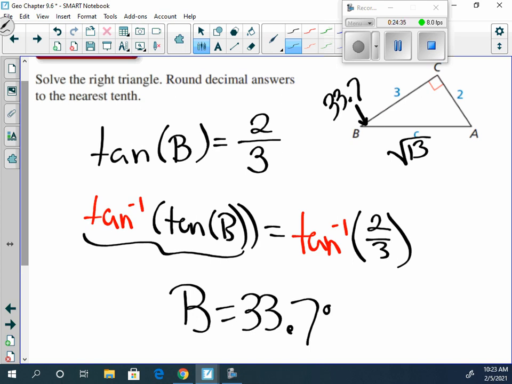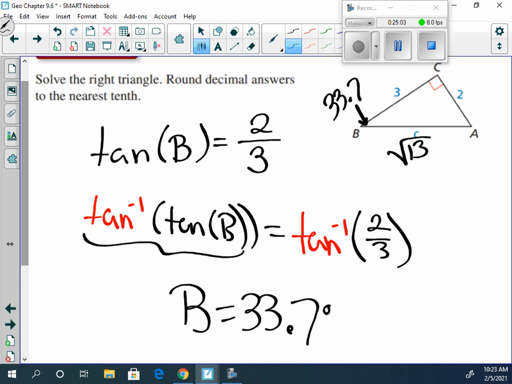Well, now we got to find the other angle, right? So what can we do to find the other angle? You have an idea? Right, we can use sine, cosine, or tangent. We can do it again, yes? Is there a different way than that? What would it be? Add them all up.